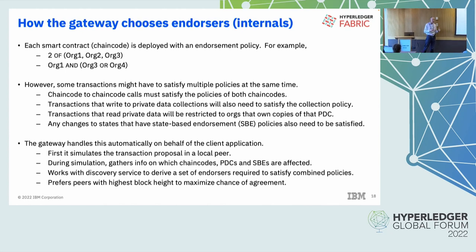And when it's gathered all that information, it then works internally with the discovery service to say, okay, what's the overall endorsement policy? Who else do I need to get to endorse that transaction? It will then invoke those other peers and gather the endorsements, and it's got a pretty good chance that it's going to succeed.